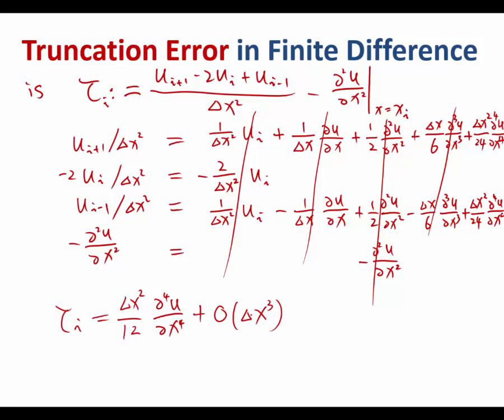So I'm going to write delta x cubed. But this is the important term. This term determines how fast the truncation error goes to 0 as delta x shrinks. So it depends on delta x. It also depends on the fourth order derivative of u.